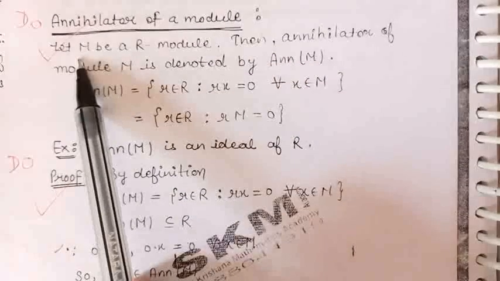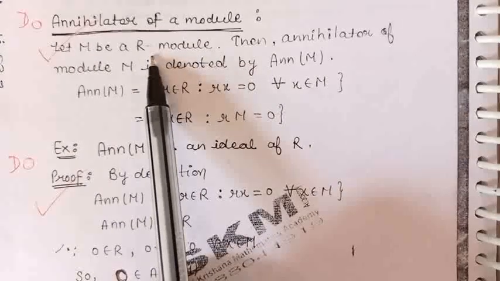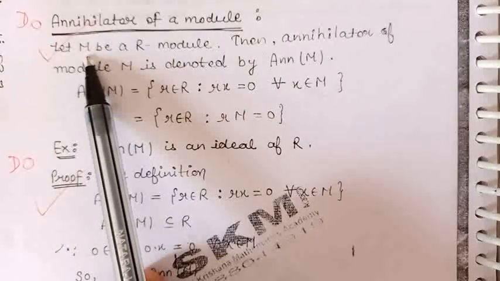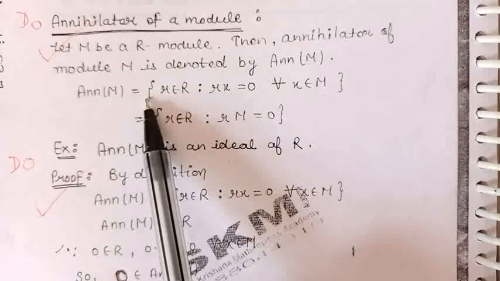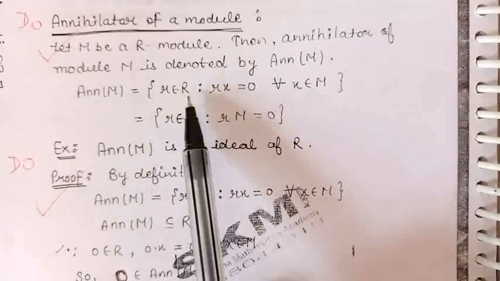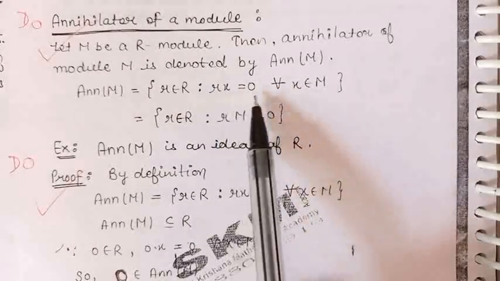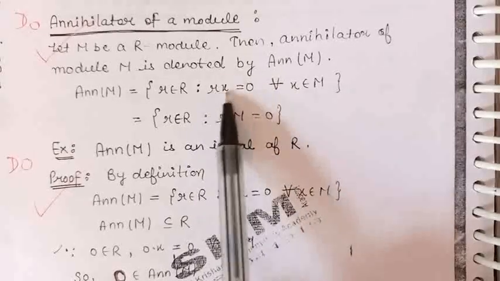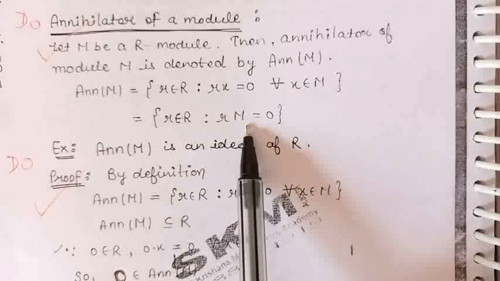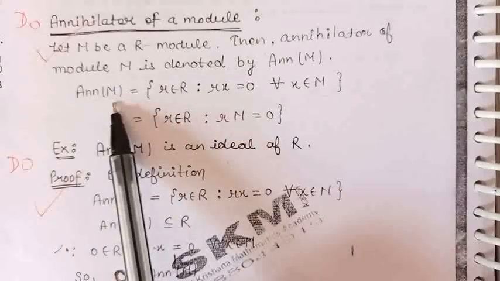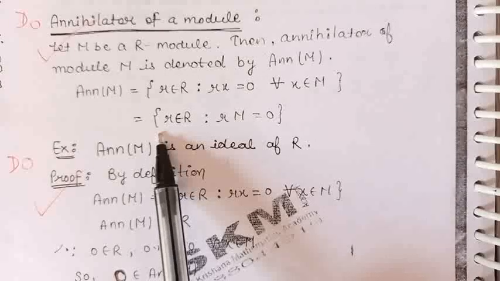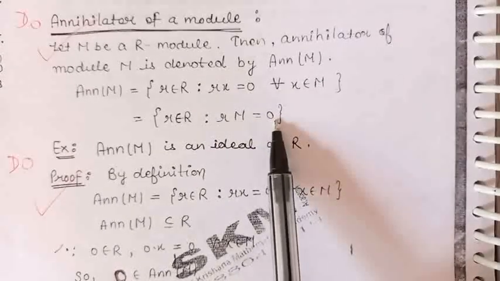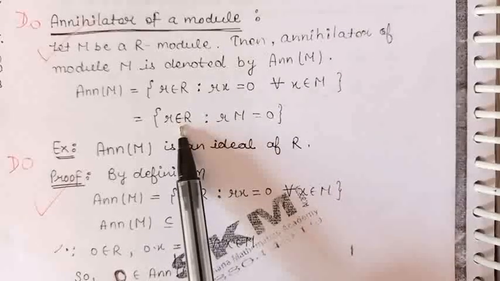Let us take a module M over a ring R. Then, the annihilator of this module M is the set consisting of all those elements r of the ring R such that rx is equal to 0 for every x belonging to the module M. So we can say that the annihilator of module M is the set consisting of all those elements r of the ring R such that rM is equal to 0. This is called annihilator of module M.